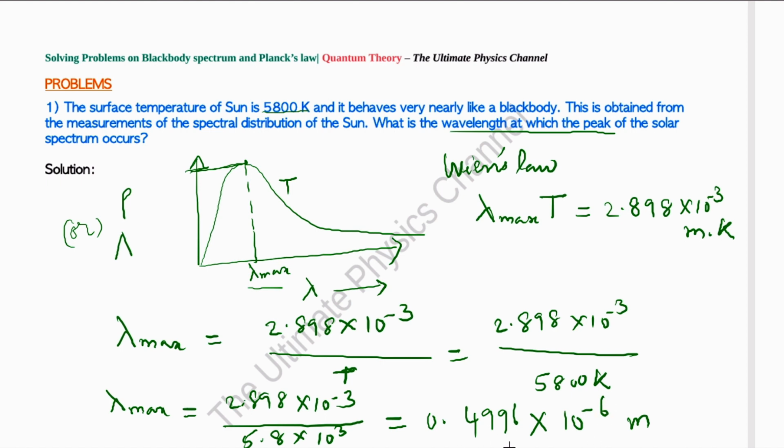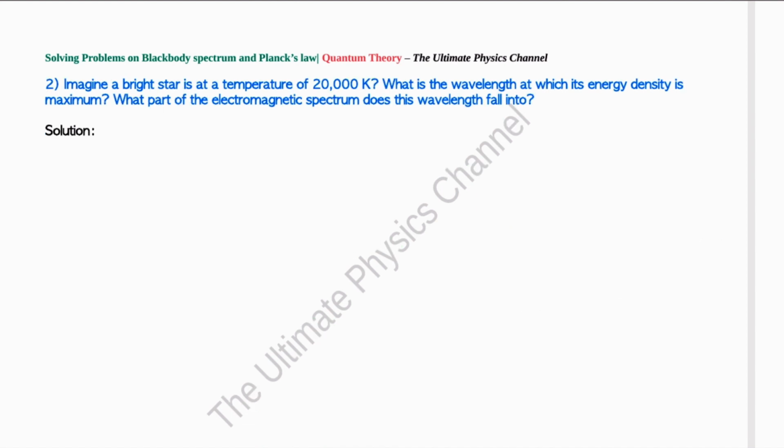Now this can also be written as 499.6 nanometers. 10 power minus 6 becomes 10 power minus 9 because I am multiplying this number by 1000. So my final answer is in nanometers, which is a standard convention to represent wavelengths. So the peak occurs at a wavelength of nearly 500 nanometers in this case. Right, let us move on to the next problem.